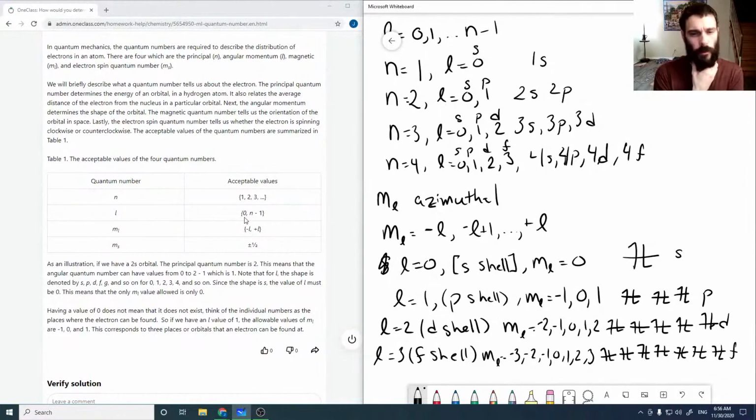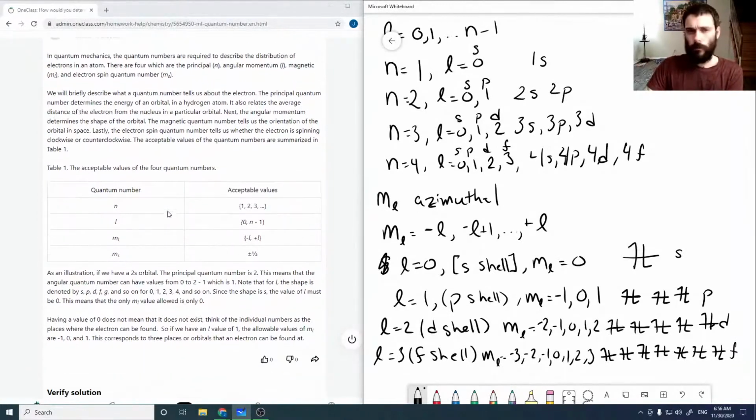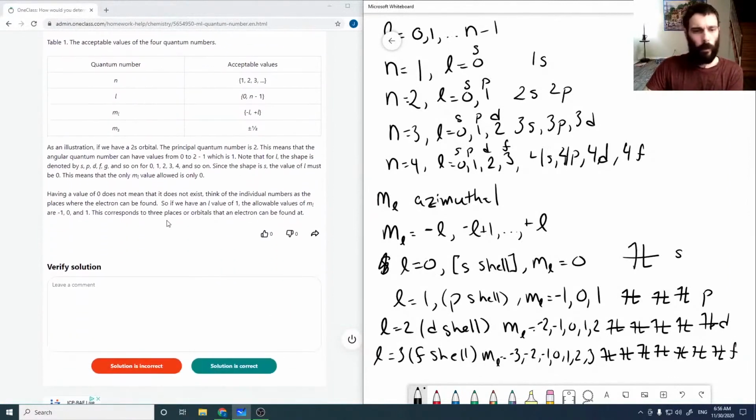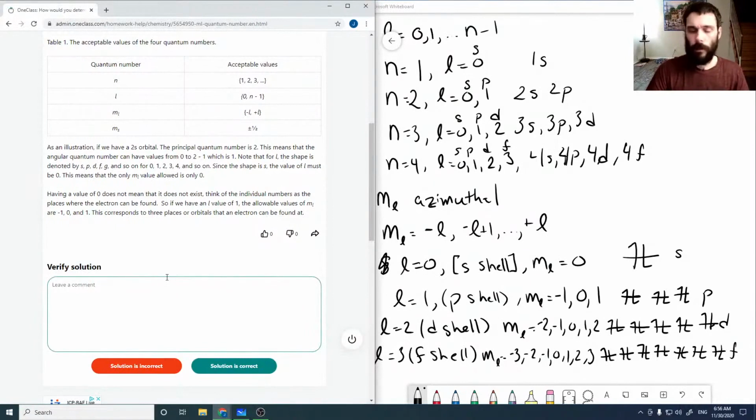Okay, so then this kind of defines, along with the MS values, which I didn't talk about, but that's just the spin on the electrons. And okay, so I would say this is correct. So it defines the ML values, so solution is correct.